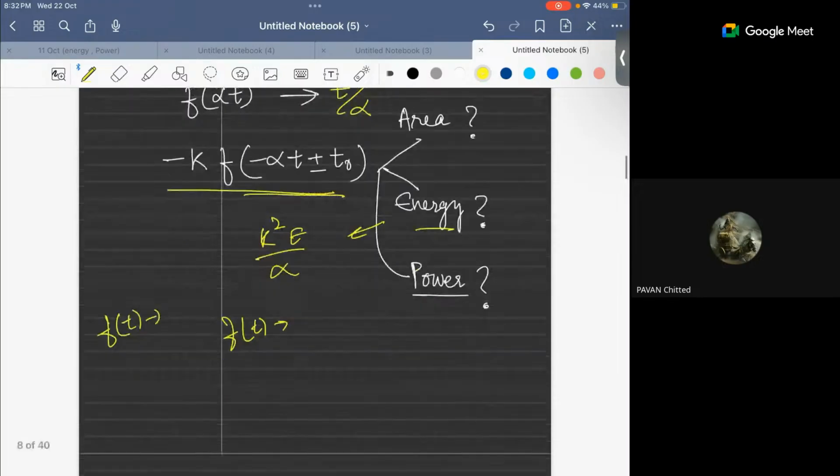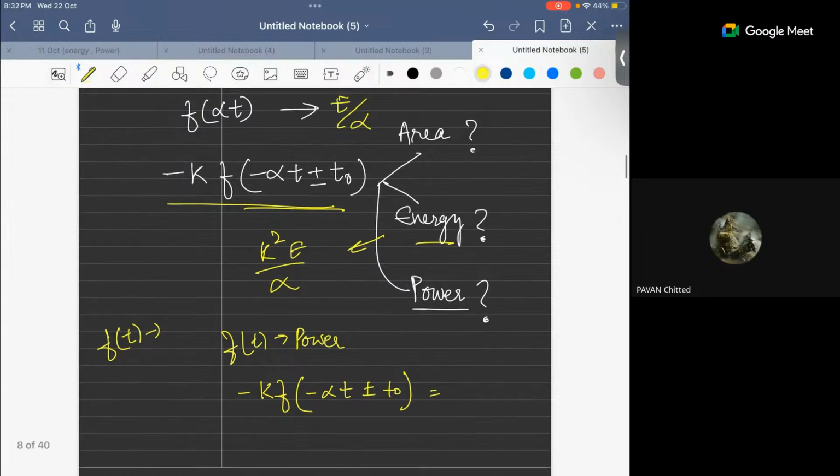So let's consider this power signal and then calculate the power for the shifted and scaled version. What will be the power here? For energy and area, it will be k times A upon alpha, because for energy you do k square times, and here you just do k times A. So the area will be k times A upon alpha.